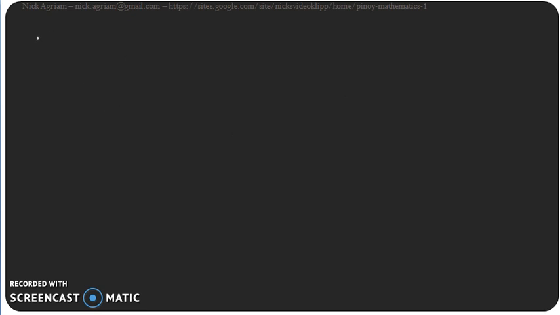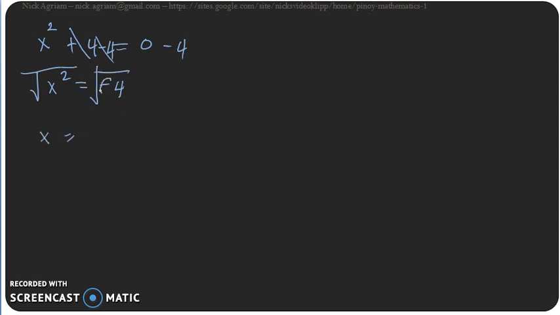For example, I have x squared plus 4 is equal to 0. Then if we subtract 4 from both sides of the equation, we have x squared is equal to negative 4. Then we extract the square root of both sides of the equation, and the square root of a negative will give you an error. That means this type of equation, as of now, I will just tell you that this has no real solution.